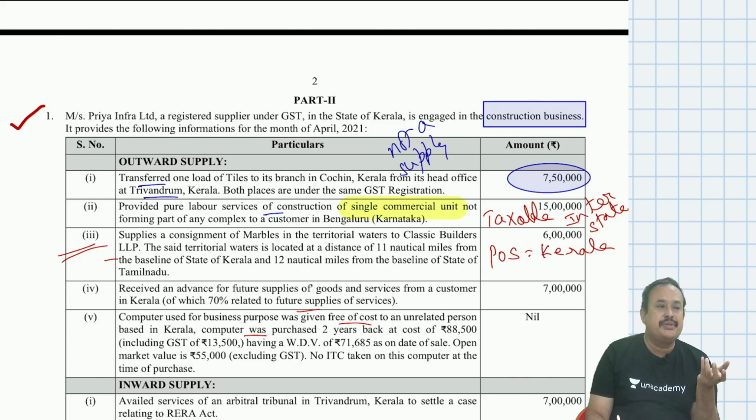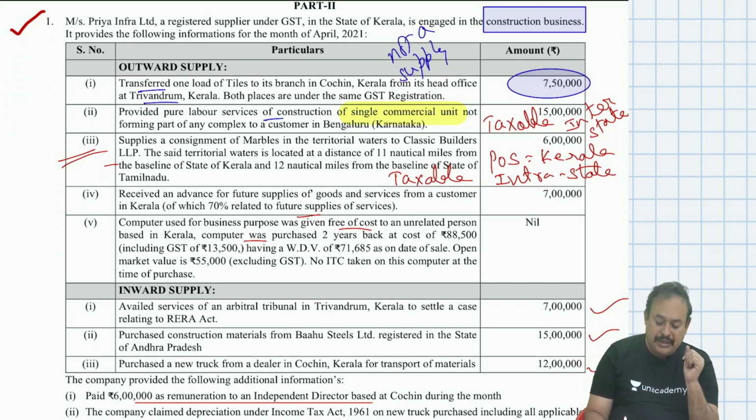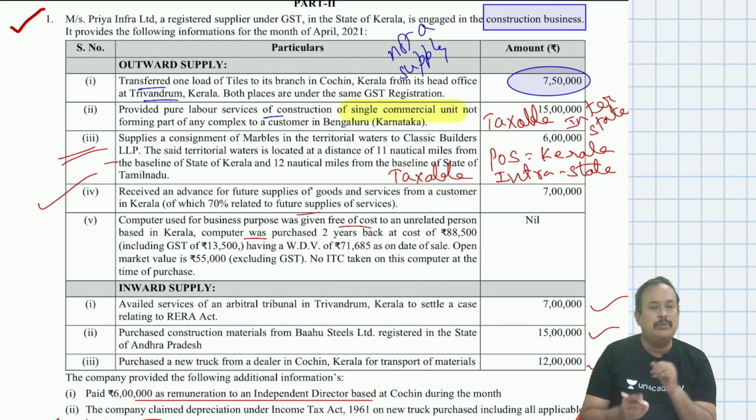Supply of goods supplied. Where did they supply? From where? From Kerala. So it is an intrastate supply. Is it a taxable supply? Yes, taxable supply. Intrastate supply, liable to pay CGST and SGST at 9% each. Further, my dear friends, point number 4.